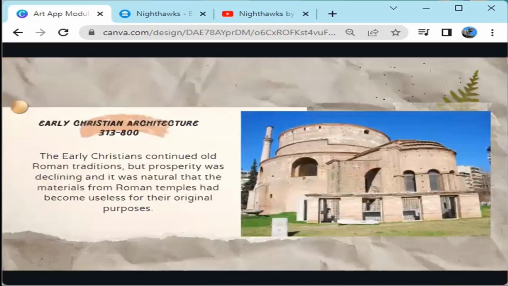Now, from 313 to 800, there was also a shift in the architecture of this period. The early Christians continued the old Roman tradition, but prosperity was declining back then. So the remnants of early Christian architecture are the simplified temples, just as what we see here. There are no more beams, it is more on functionality.